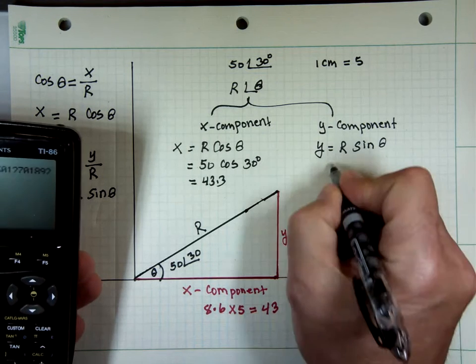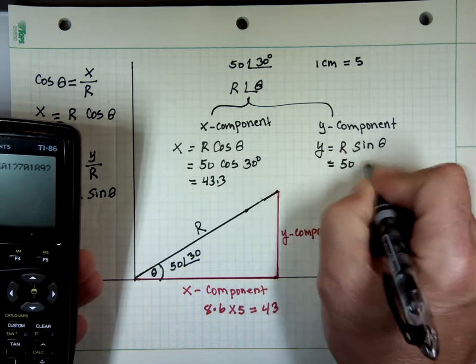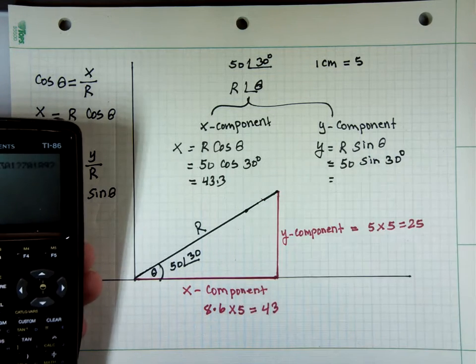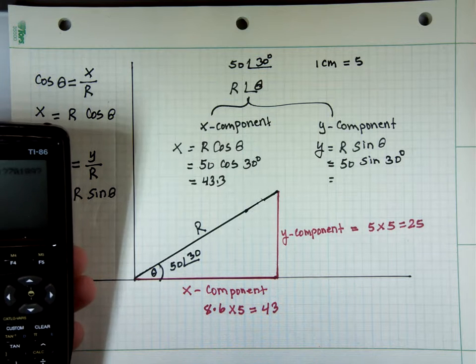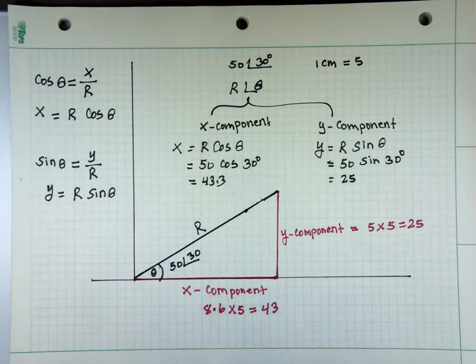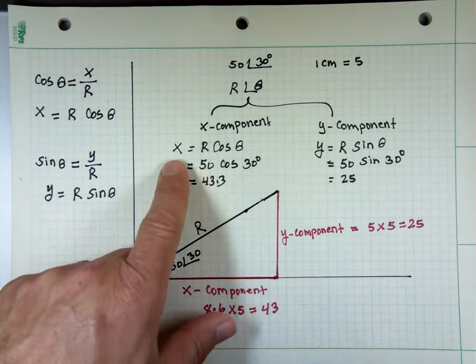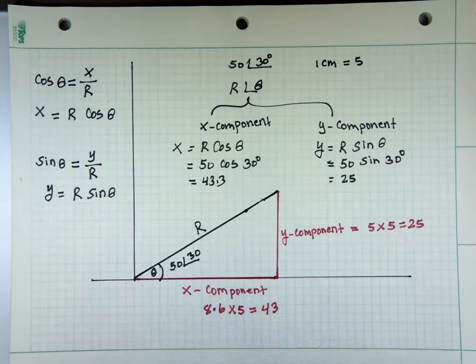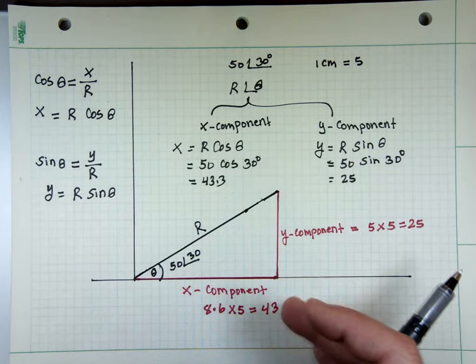The y value is going to be what? 50 times the sine of 30 degrees. 50 sine of 30, and that's 25. And we got what? 25. So we did that correctly. So if you are given r and theta, you can find the x and the y value. The x component is r cosine theta. The y component is r sine theta. You can also work it backward. If you know x and y, you can find r and theta.